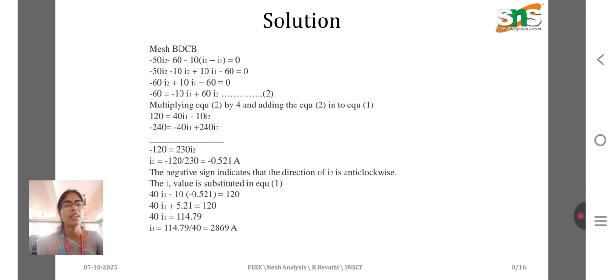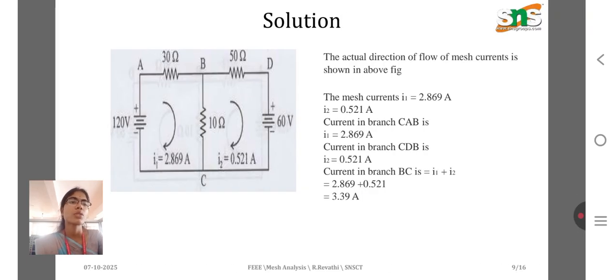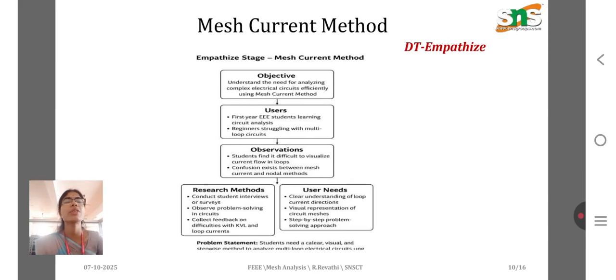Here using the determinant method, I1 is equal to 2.869 amps and I2 is equal to 0.521 amps. For the branch current, I1 minus I2, we get 3.39 amps. This is how we can solve mesh analysis. The main objective of mesh analysis is to understand Kirchhoff's voltage law and become familiar with analyzing and applying the KVL rule, so that it is easy to go on to nodal analysis and other electrical circuit analysis.